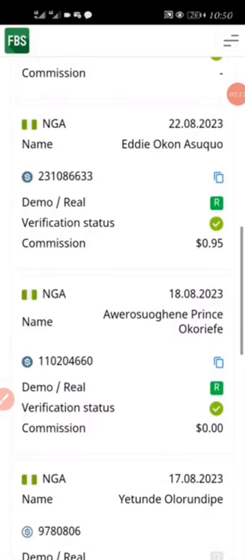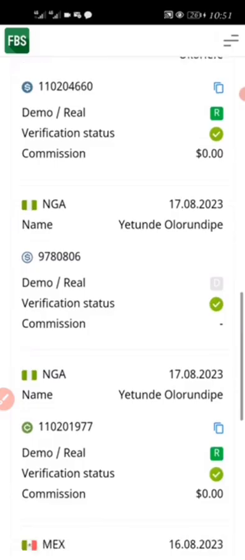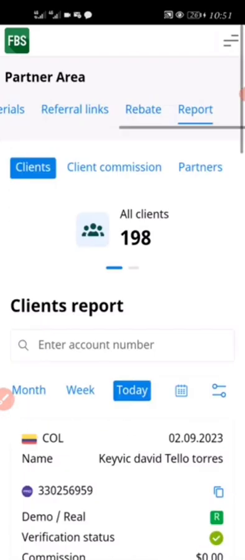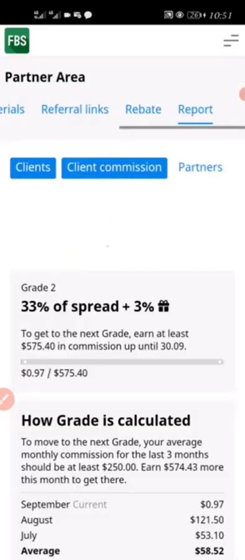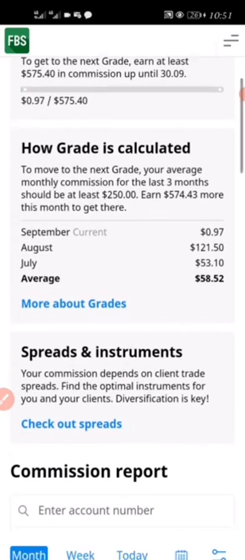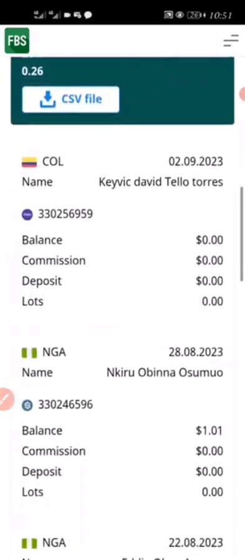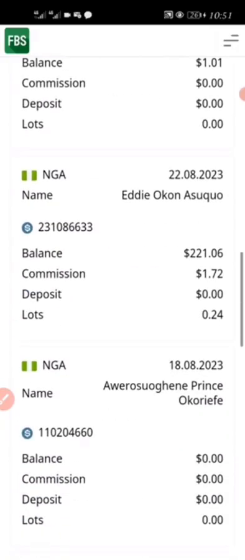You can see I've made 95 cents from this particular client. You can show more if you want. And if you click on client commission, you can see this is some of my earnings.